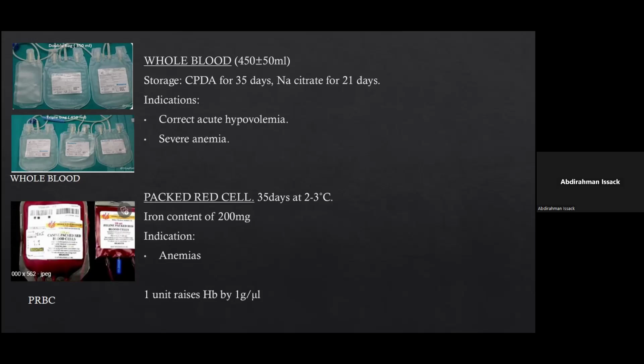For the packed red blood cells, we store at 2 to 3 degrees Celsius for 35 days. It has an iron content of 200 milligrams. That is not, it's a nice to know. I don't think you will ask. Indication is basically anemia. 1 unit of packed red blood cells raises the hemoglobin by 1 grams per microliter.